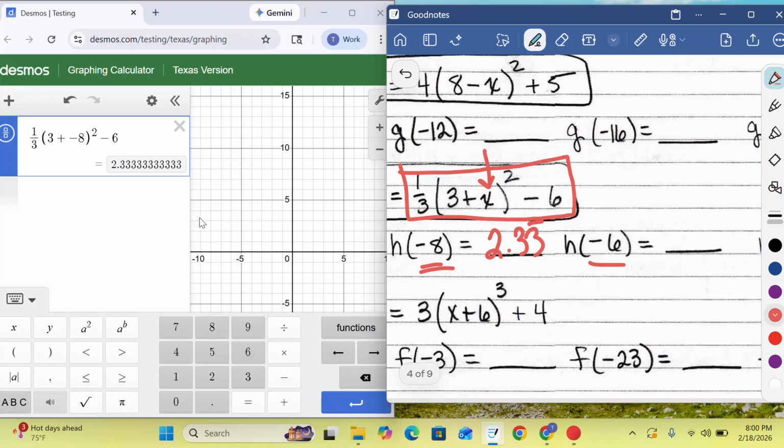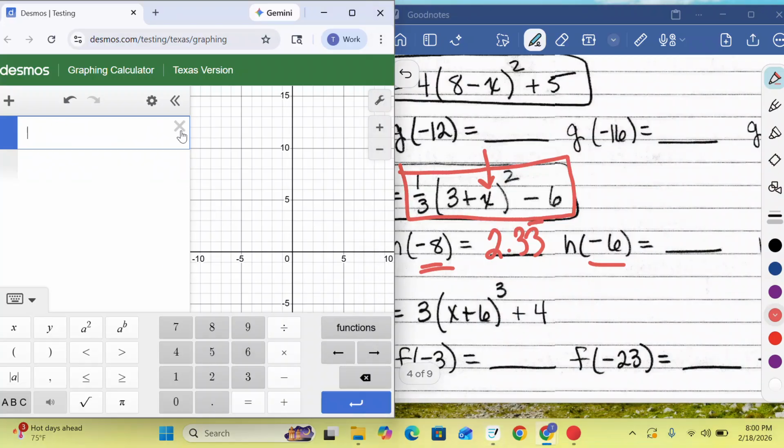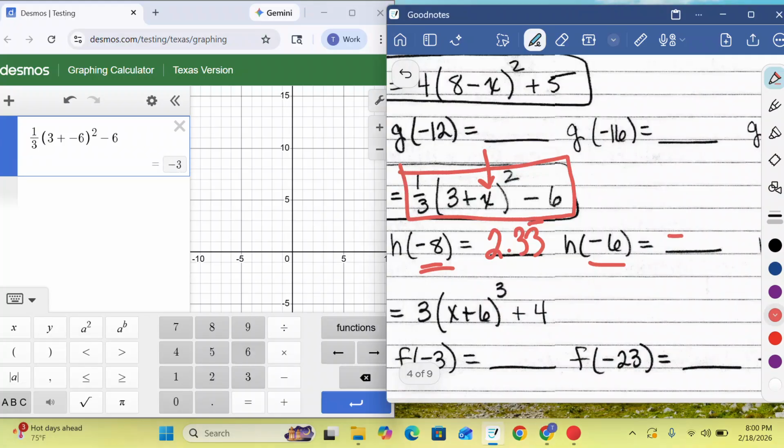So the next one I'm going to do is x is negative 6. So I'm going to go ahead and do the fraction, 1/3, 1 divided by 3, space. I'm going to open parentheses. I'm going to go ahead and do 3 plus x. What is x here? Negative 6. So I'm going to put in minus 6. Close parentheses, square, minus 6. And the answer is negative 3.